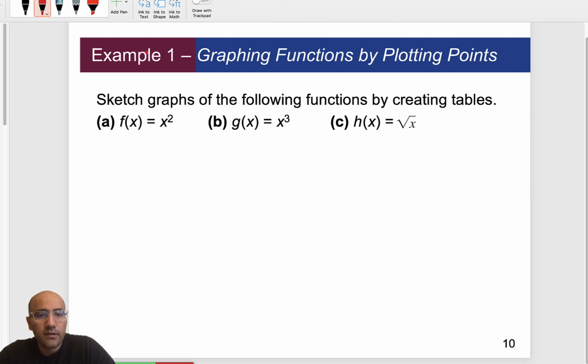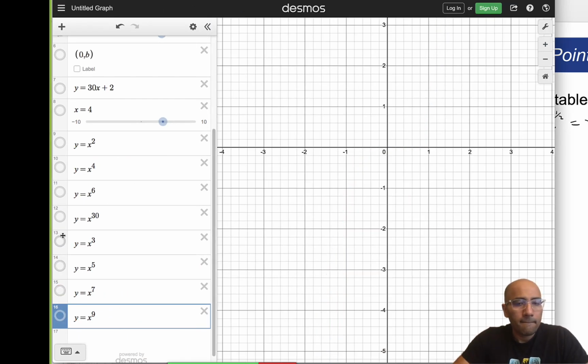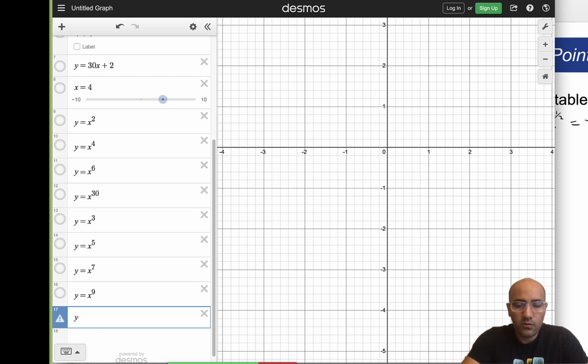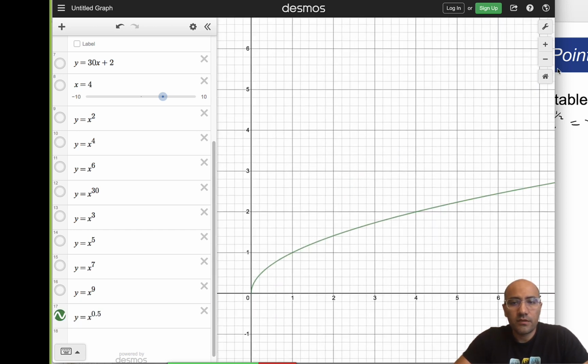So we looked at x squared, we looked at x cubed. What about the square root function? The square root graph can also be written this way. Remember, h of x equals the square root of x is the same thing as x to the power of 1/2, or x to the power of 0.5. It just makes it easier to graph that way. So again, let's just use Desmos. So we have y equals x to the power of 0.5. Yeah, so this is the pattern that we get for the square root, 1 over 2.